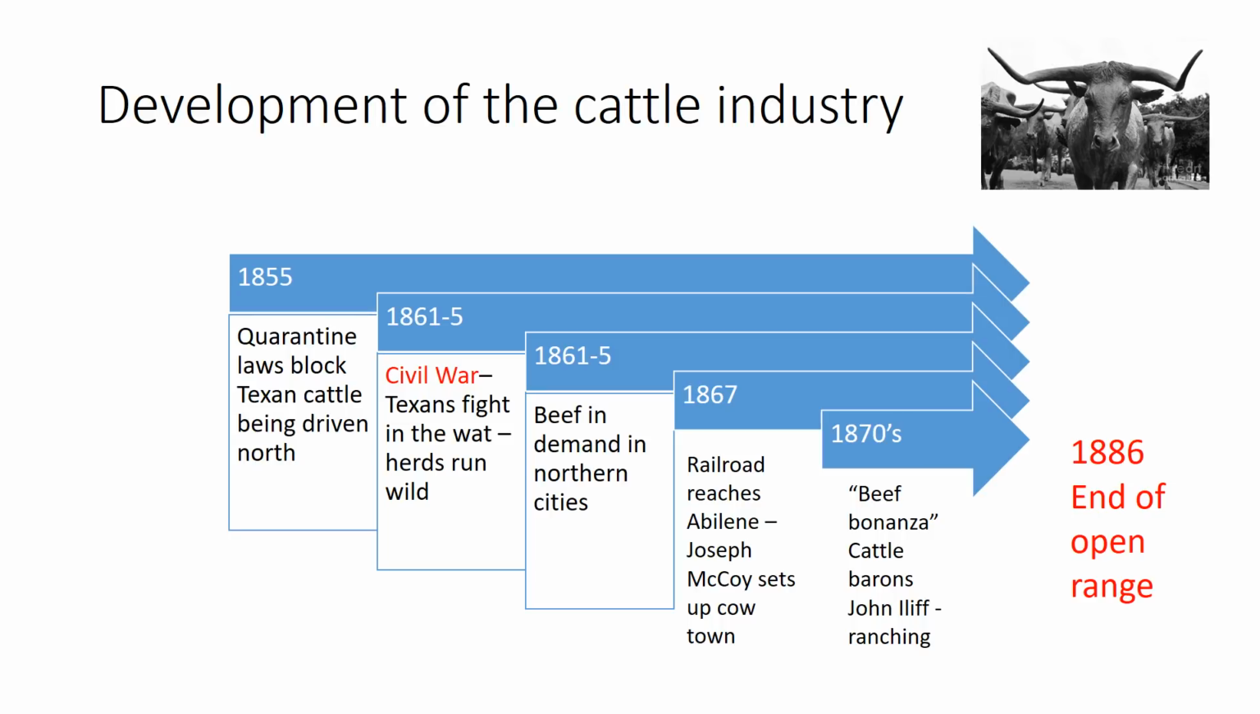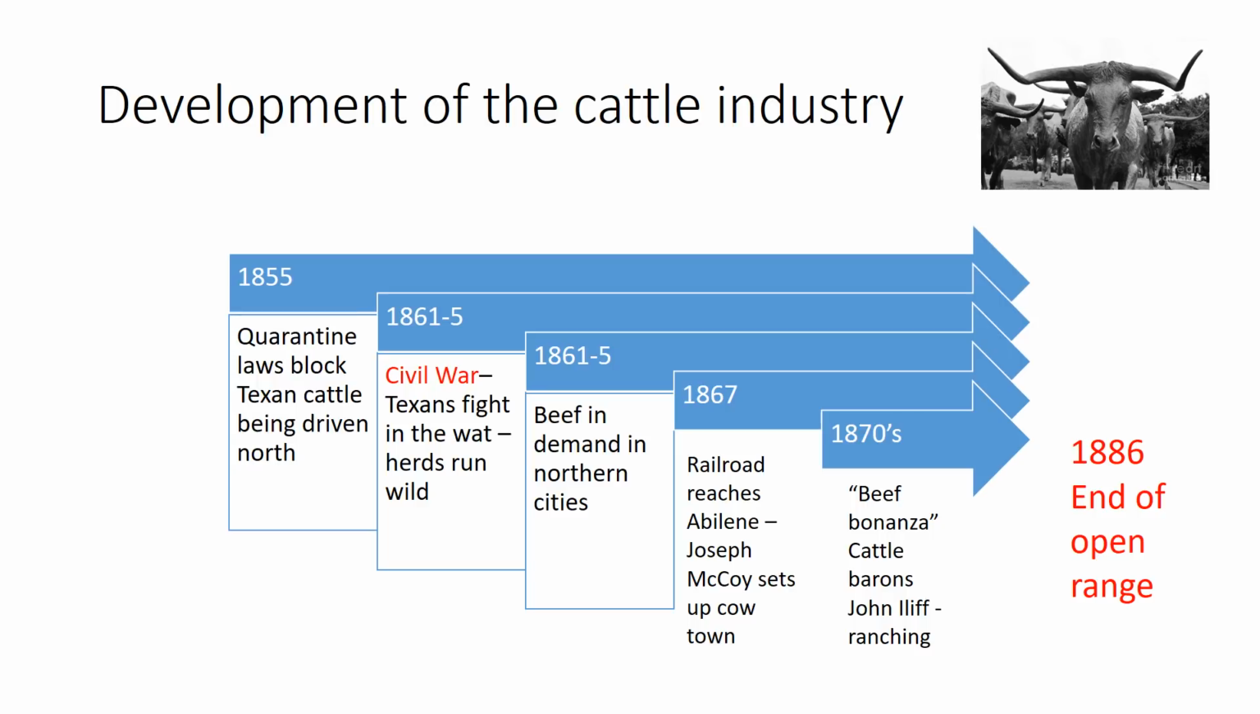The demand in the northern cities, so a lot of immigration, particularly from southern Europe. So there was a huge demand, traditional cuisine, obviously lasagna, stuff like that, led to huge demand. So the price of beef in the north was about $50. So you get $5 in Texas, $50 in the north. So it was a huge incentive to move that cattle north.